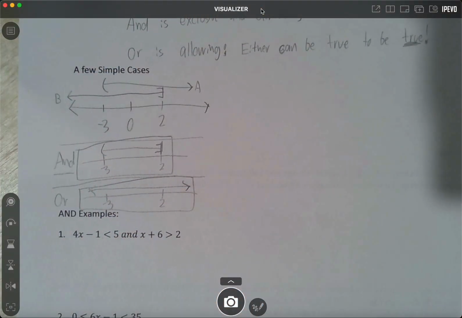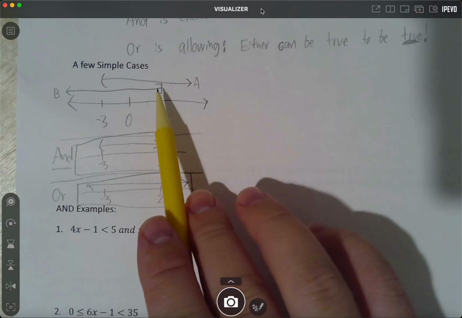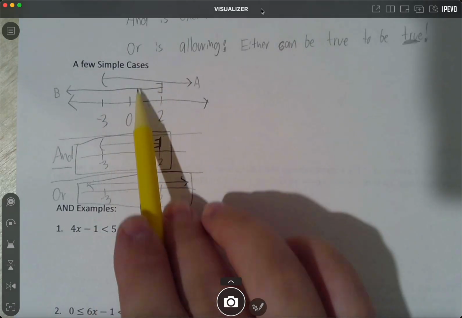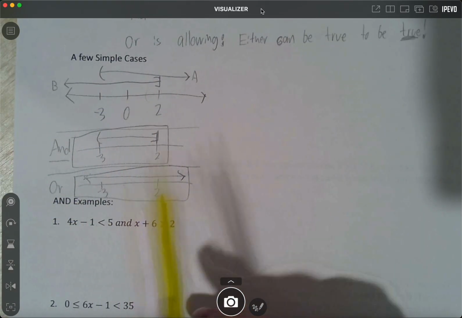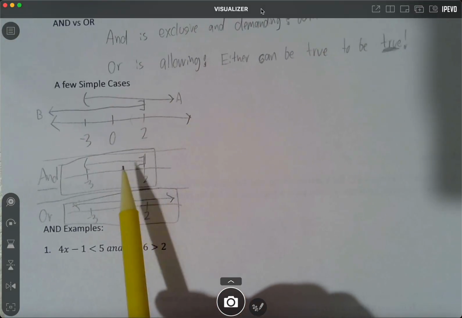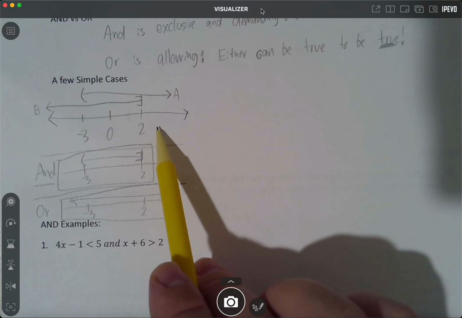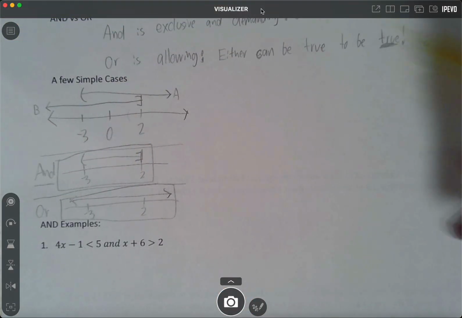So you get two completely different results. Or is allowing. It's generous. It says, hey, was it true somewhere? Then it's good for both. And in this case, because I overlapped and went to the left and went to the right, everything was covered by the OR equation. But again, the AND is demanding. It says you got to be true for both. Chop off anything else, so to speak, that wasn't a part of both of them, and then collapse them together.